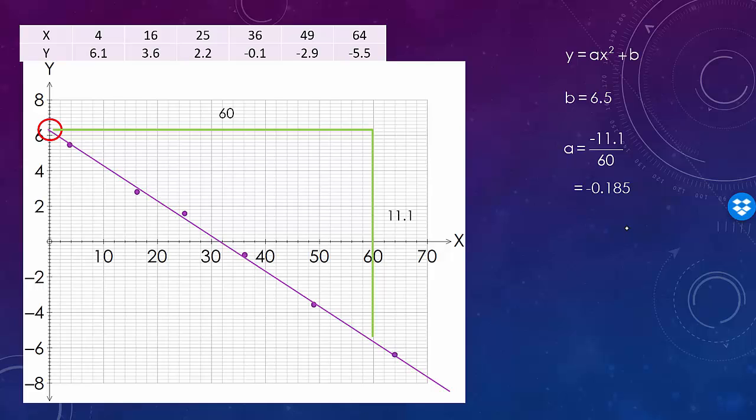Now, obviously, when you're doing this, you might get a slightly different answer to the person next to you. But it doesn't matter. It should only be slightly different. So the law is going to be, just put the values of a and b back into our equation. y is negative 0.185x squared plus 6.5.